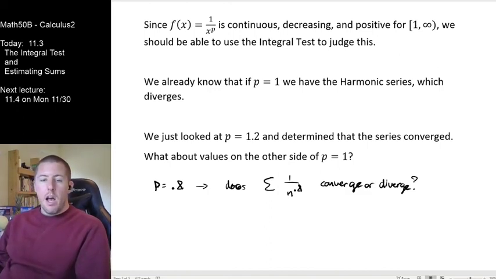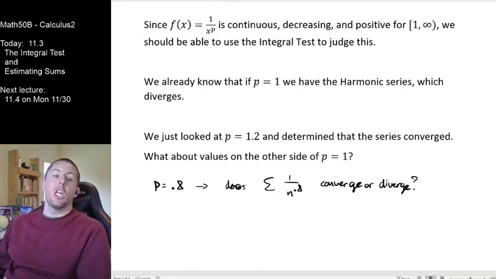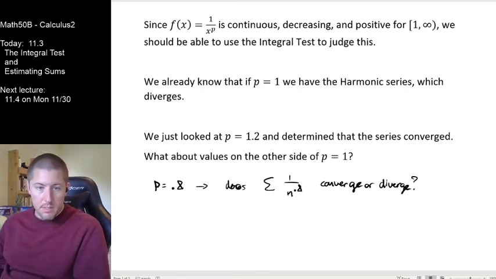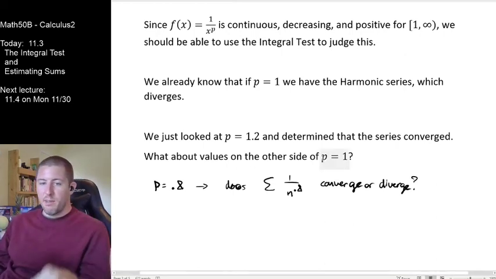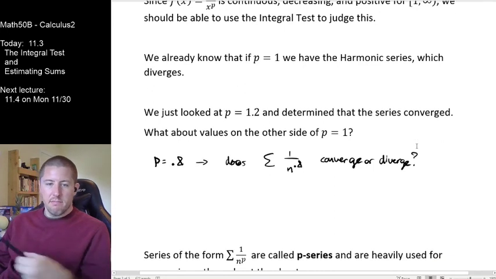What I know is that all of the terms associated with this, all of the n to the 0.8s, are smaller than n, as we saw in the harmonic series. We're dividing by a smaller number, therefore we should be getting larger overall terms in our sums. If the harmonic series of p equals 1 diverged, all of our terms in this sum are going to be even bigger. And so since this sum is larger than a divergent sum, this sum is also going to have to diverge. But let's hit this thing with the integral test to make sure that we are doing the right thing here.